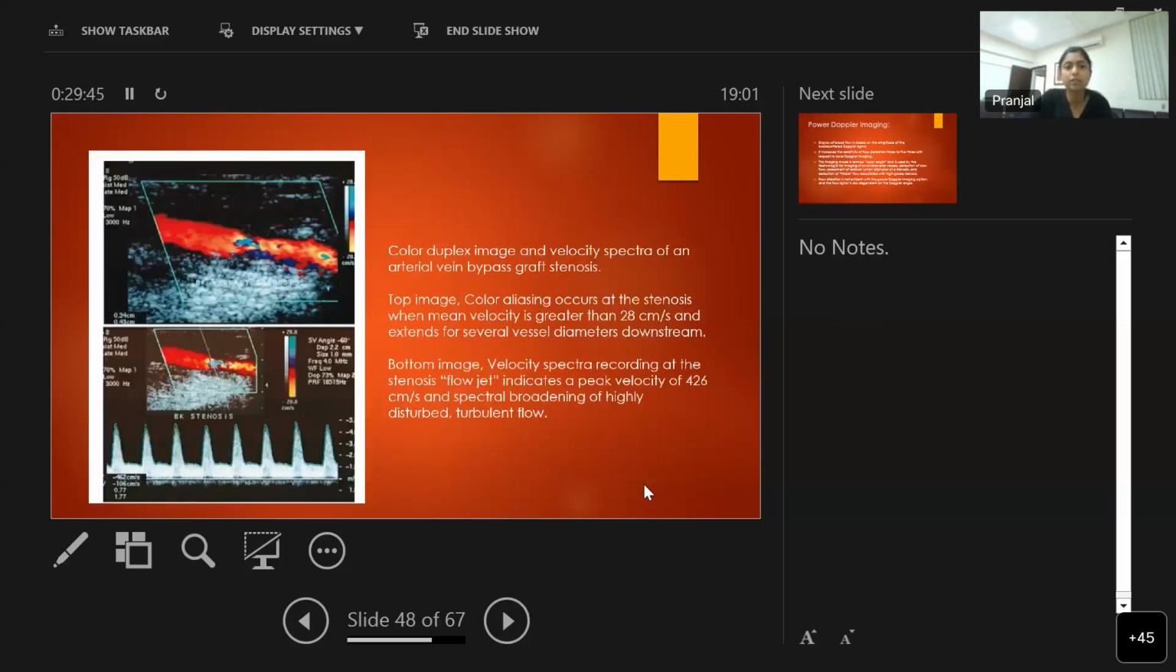As you can see in this image, the top image shows a color aliasing occurring at the stenosis when the mean flow is greater than 28 centimeter per second and extends to several vessel diameters downstream. The velocity spectra recording at the stenosis, that is the flow jet, indicates the peak velocity of 426 centimeter per second and the spectral broadening of highly disturbed or turbulent flow. This is the spectral widening of the flow.